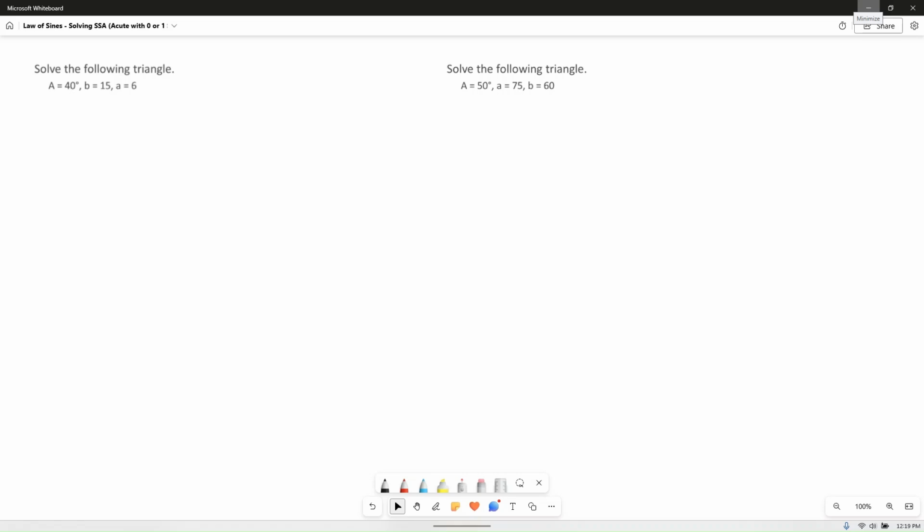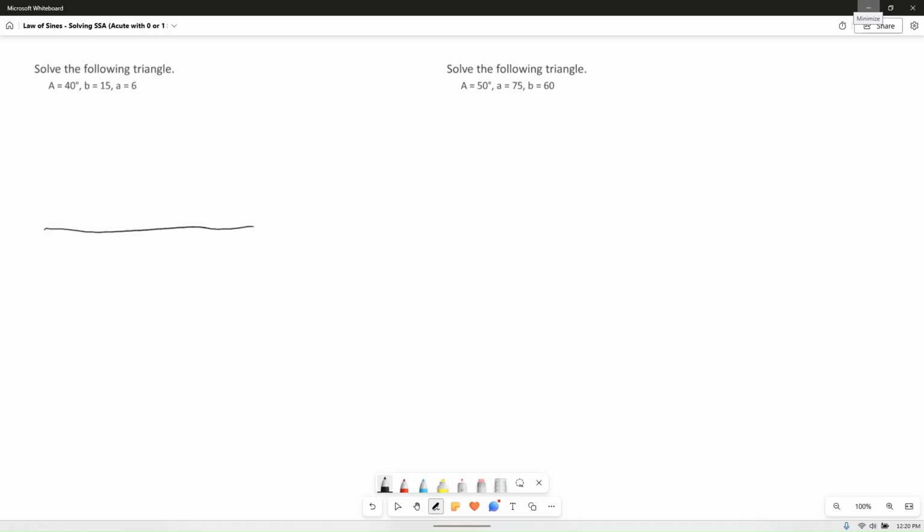40 degrees, side B is 15, and side A is 6. Okay, so again, don't get attached to the letters or even the positions you draw them in the triangle, because again, the triangles can twist and turn and flip. We don't have to have A, B, C's. We could have alpha, beta, gamma, but just to illustrate the point, we'll use A, B, C here. So let's first draw a triangle.